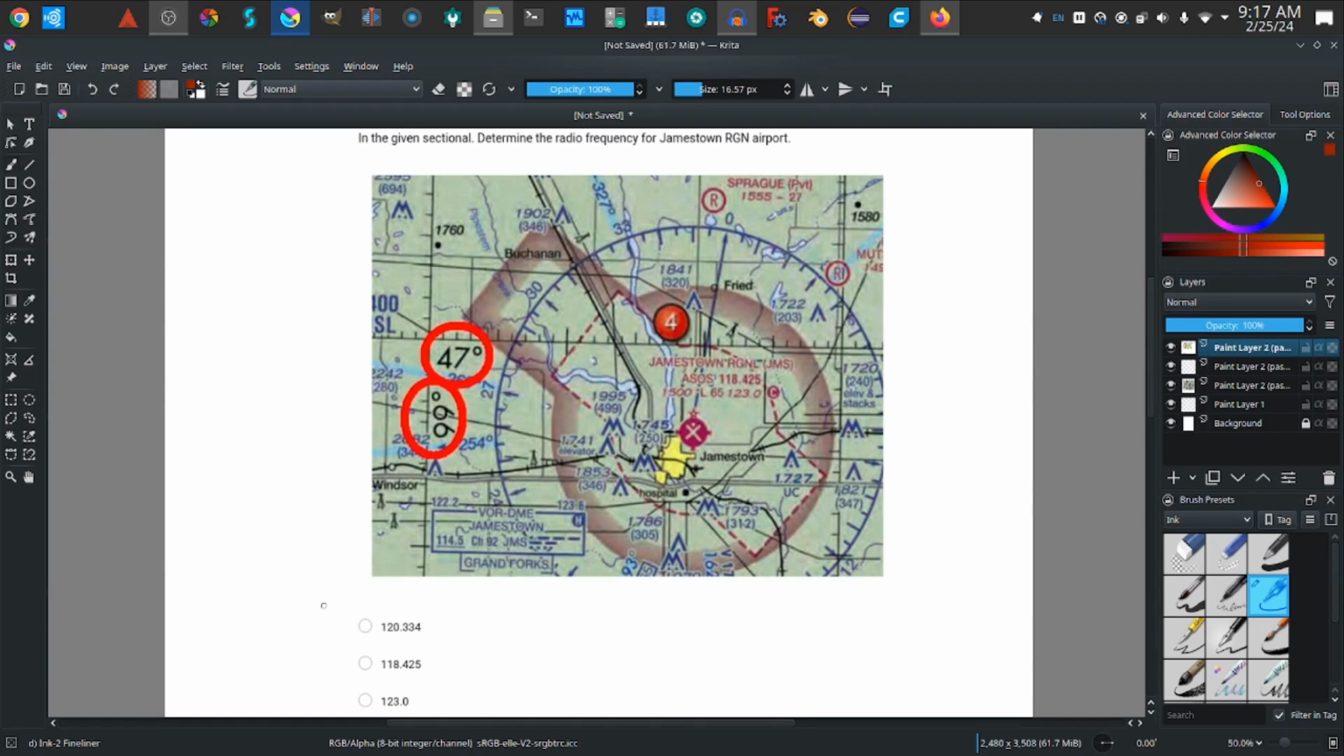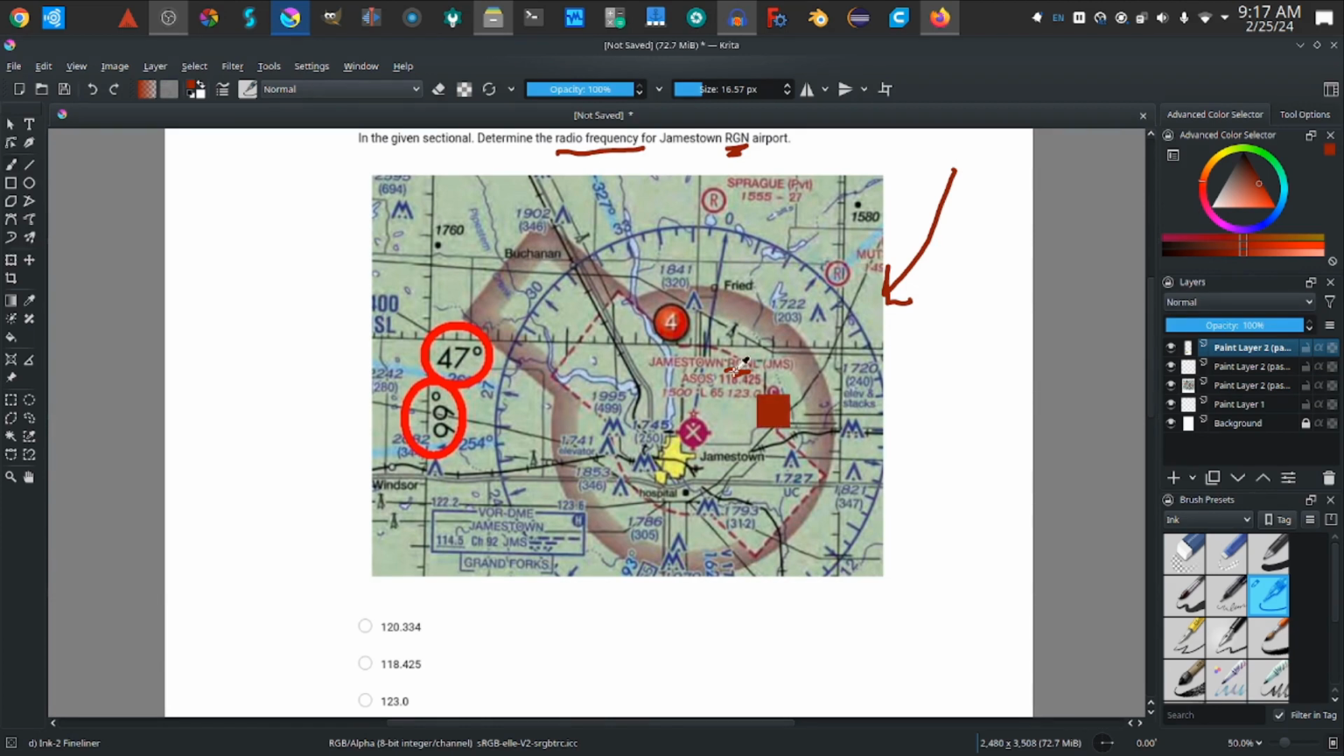So we see my first item right here. It involves a sectional chart. This is called the sectional chart. In the given sectional chart, determine the radio frequency for Jamestown Regional Airport. And here's the symbol right here, RGN. So let's look for that. I don't even need to pay attention to the name Jamestown. I just need to look at that RGN. So right here, I see RGN. So that's the airport it's talking about.